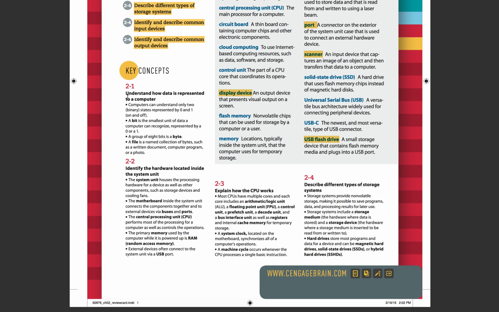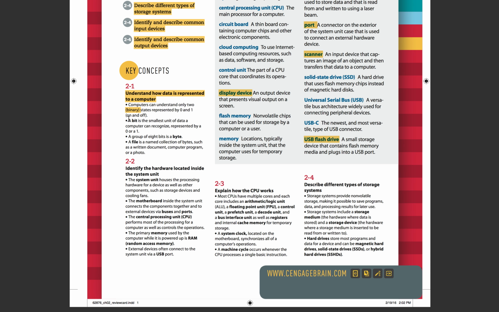So in 2-1, understand how the data are represented to the computer. We learned about the binary code, which is our ones and zeros, and that's how the computer actually reads information, it is all geared towards ones and zeros. And you should have done that activity where I gave you the binary code and then you identify what that phrase meant.